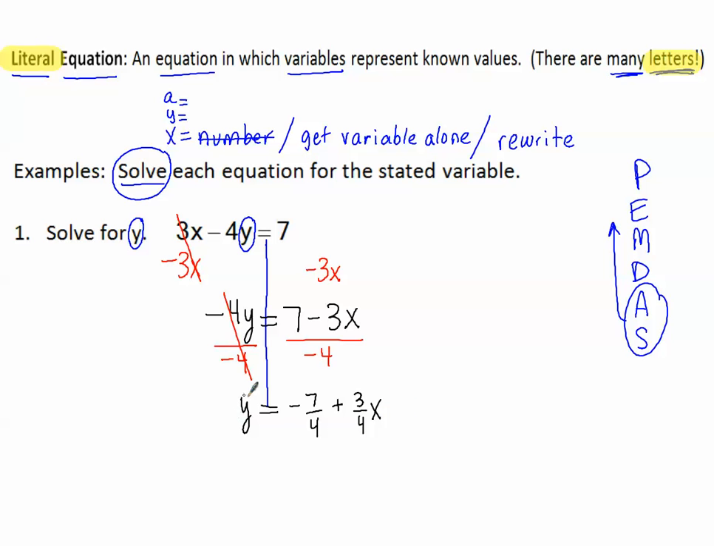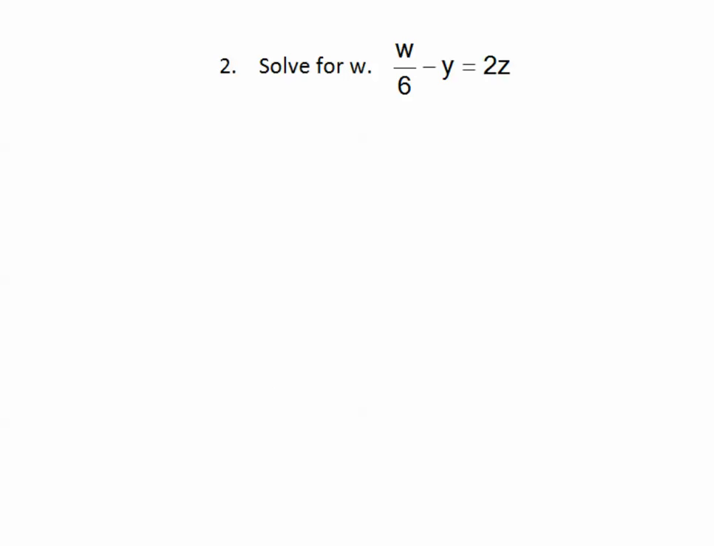I do have y by itself, but the preferred way to write the answer is with the variable term first, the one that has a letter, so positive 3/4 x minus 7/4. And now I have y by itself. Let's look at number 2. Solve for w. So now it's w that I want to see by itself.